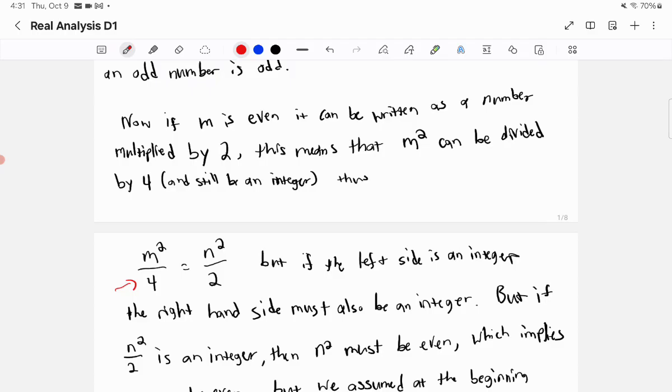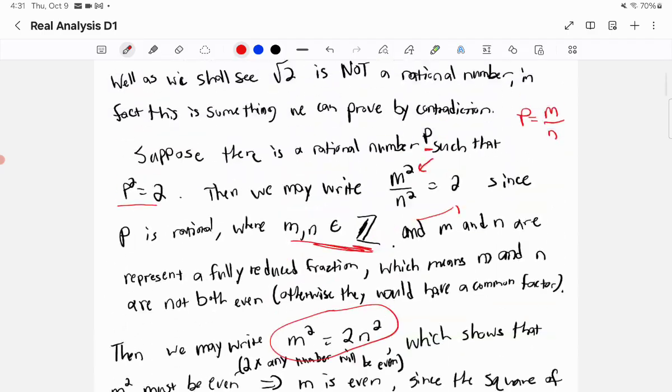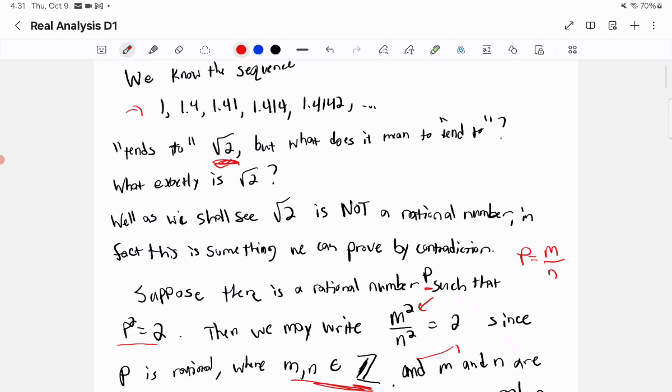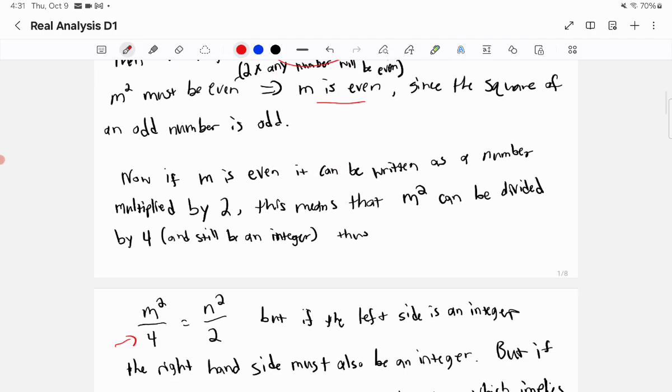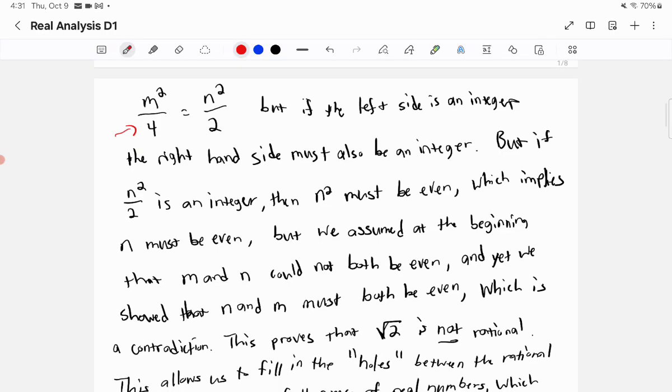So that means that n squared is even, but then following that same logic that we had before, that means n is even. So we've now shown that both m and n are even, but at the beginning we were assuming we were writing this in its reduced form, and we said m and n could not both possibly be even, so we've arrived at a contradiction. So this proves that this is not a rational number. Okay, so we actually have some number that lives outside of the rational numbers, and this is the square root of 2.